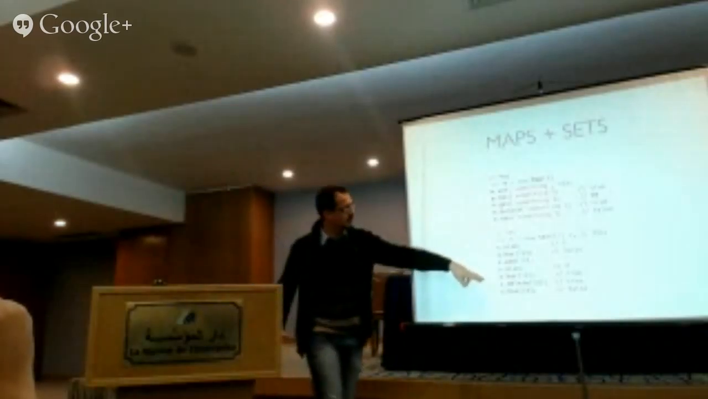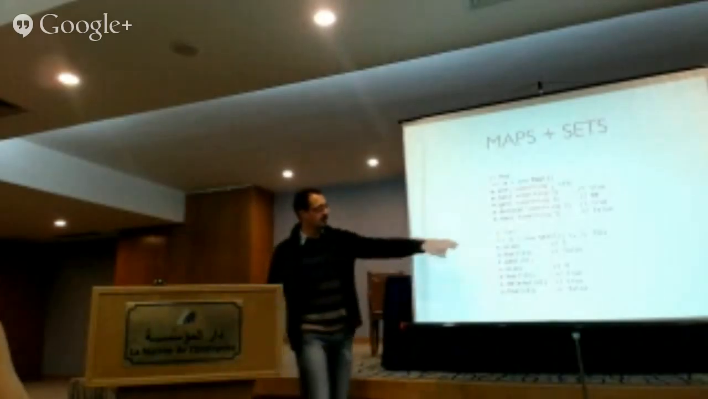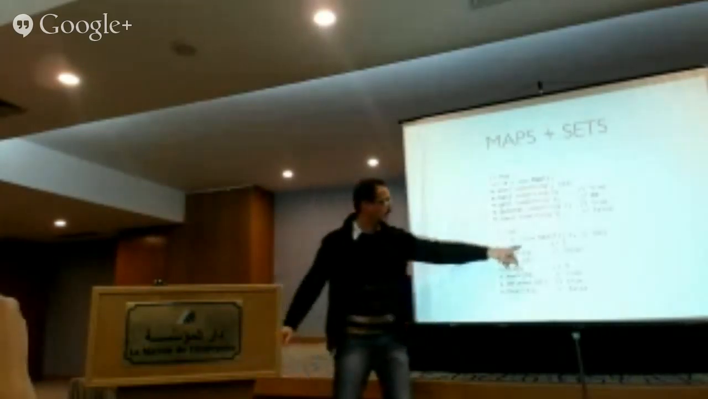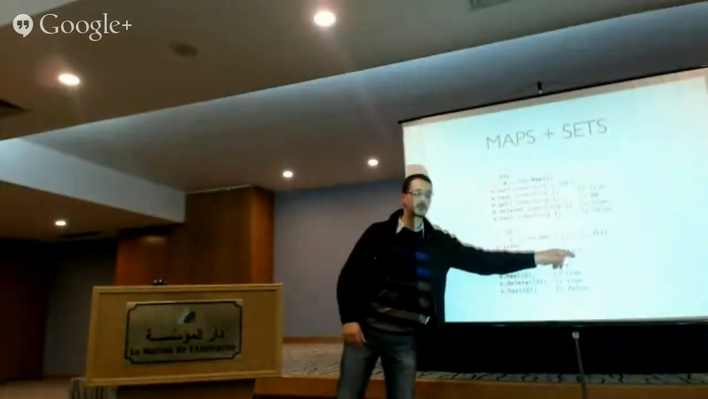And we have the same thing here with sets. The difference between sets and arrays is that sets have unique values. So, for example, here, if I add 1, 2, 3, and 2, I will only have 1, 2, and 3 because 2 is already defined.